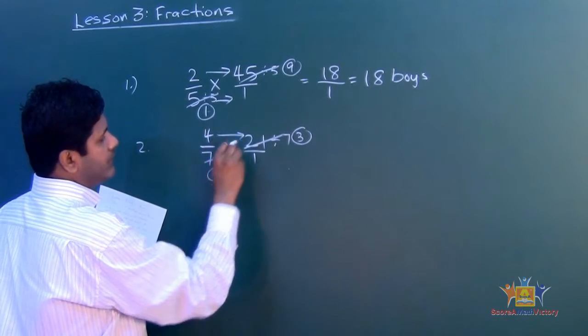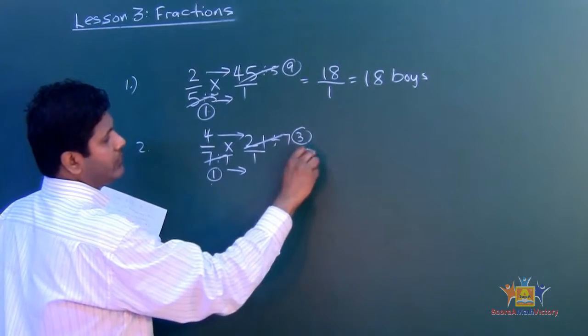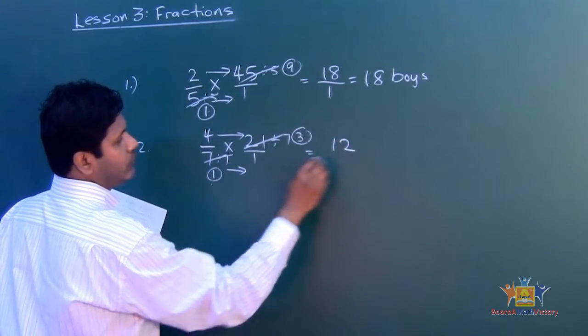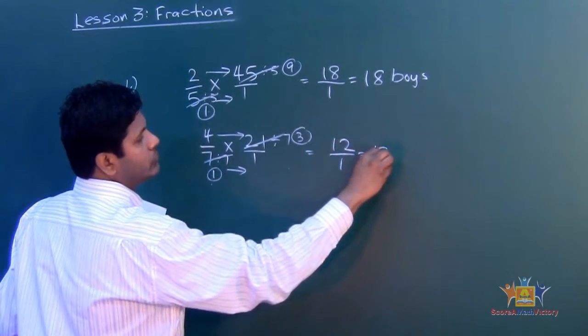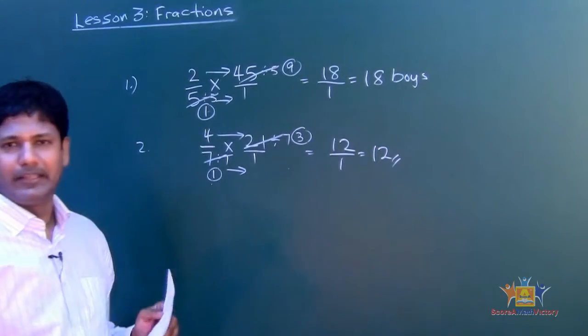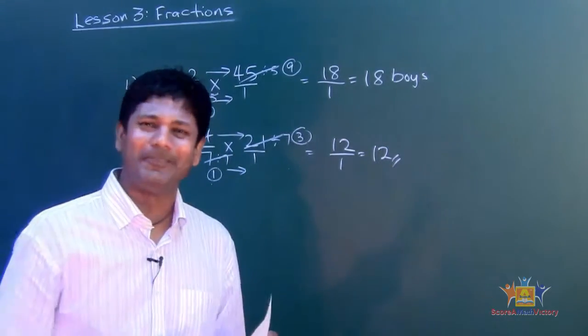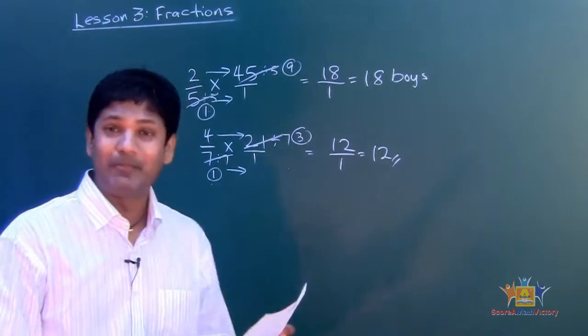Okay, so we're going to use the double arrow method. 4 times 3 is 12. 1 times 1 is 1, which makes it 12. Okay, good. You got it? Good job. I'm proud of you. Very proud of you. Let's look at problem number 3.